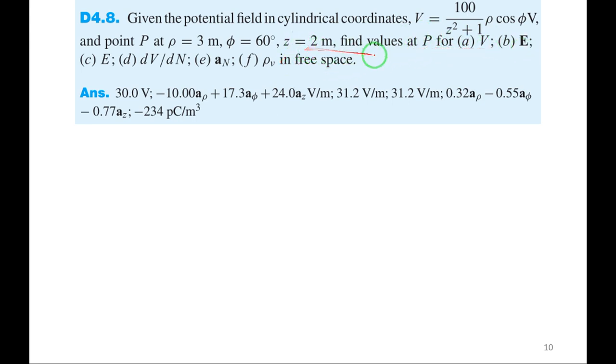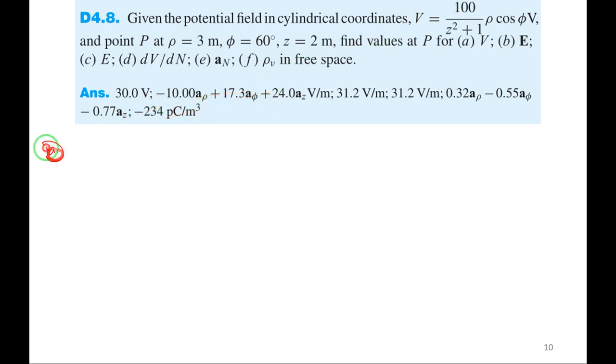For potential at point P, we need numerical values at point P: potential at point P, and E at point P. How did we do the first problem? Then this E, then what is this dV by dN? In the derivation we have done this. We will see it when we come to this part, E vector, rho v in free space. We will see all these things, right? I think this is the last problem of today's class. Okay, part A we will take up. V is given and rho, phi, z are given.